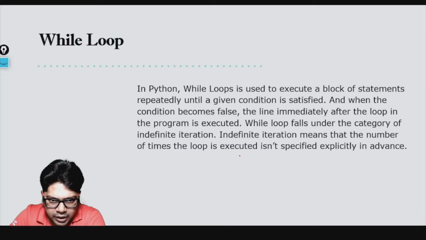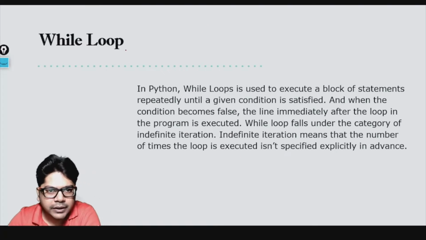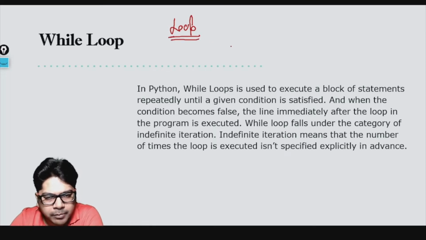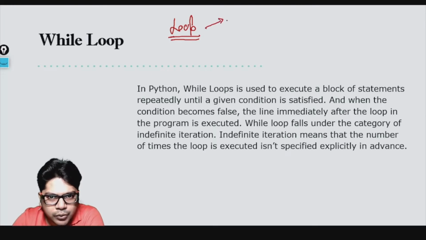Okay. So now before we go ahead, let us just have a brief discussion about loops once again. A loop is a block of code which is used to execute a block of statements without repeating the code. This is what a loop is. We have seen two kinds of loops. We have already understood for loop, and now we are going to talk about while loop.